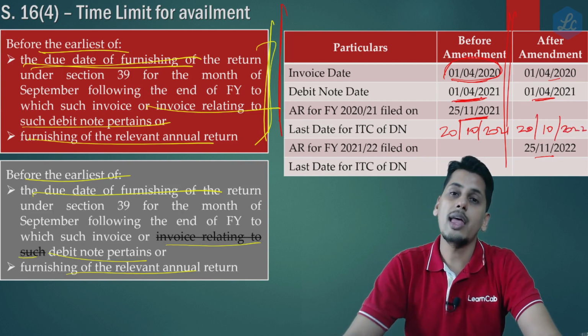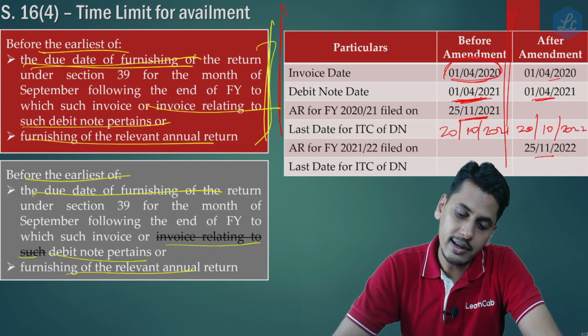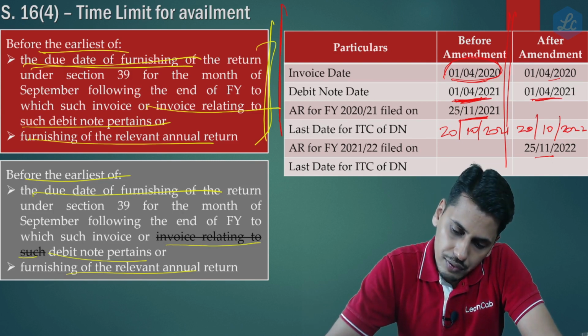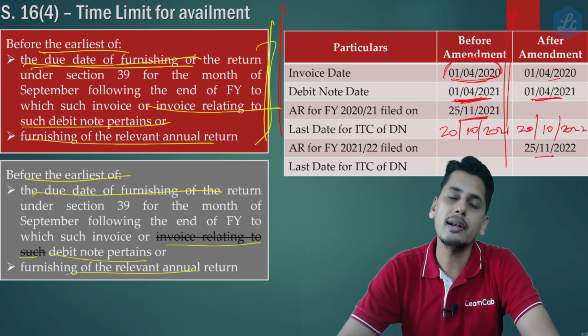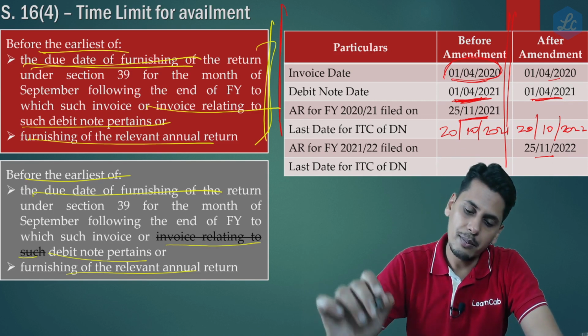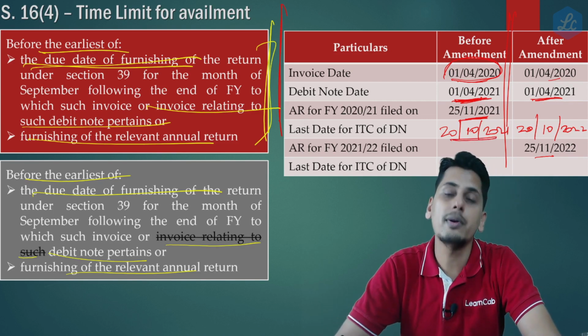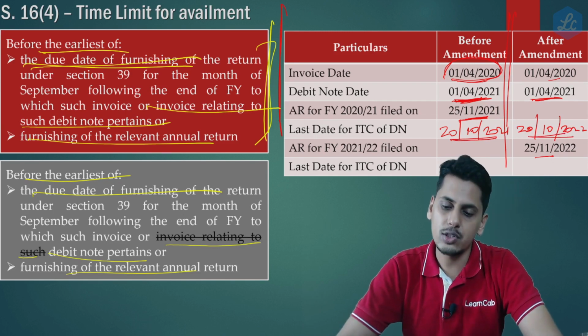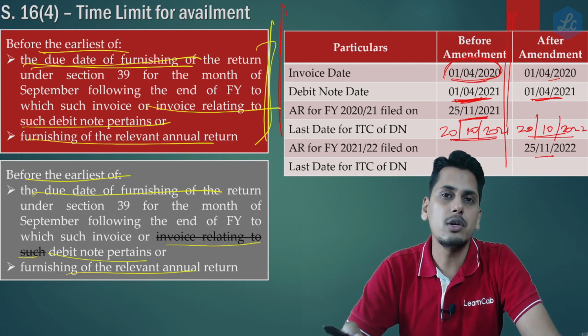So friends, now if you could see, the debit note is dated 1st April 21 in both the cases, before amendment and after amendment. But prior to amendment, the last date to avail input tax credit was 20th October 21. After amendment, the last date to avail input tax credit is 20th October 2022.